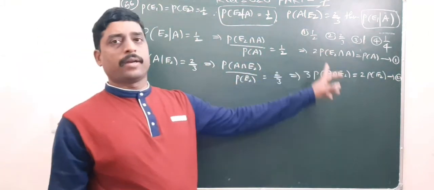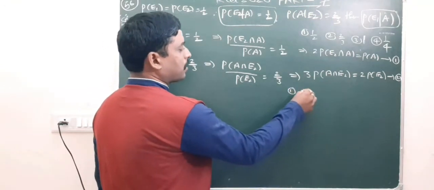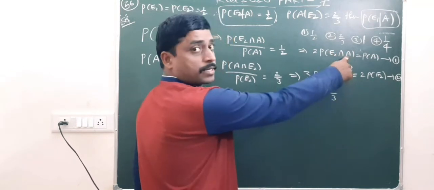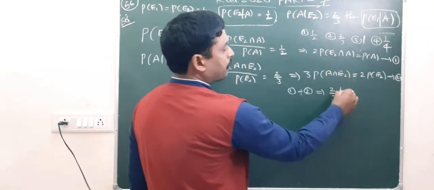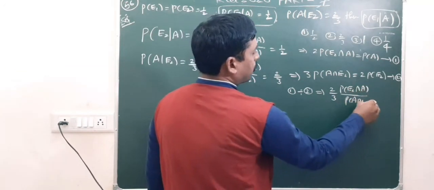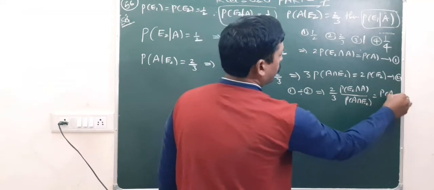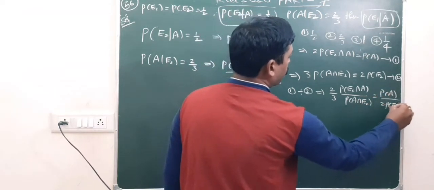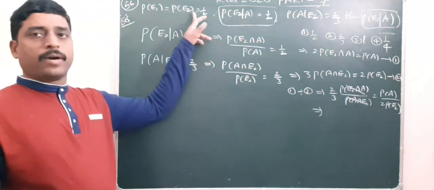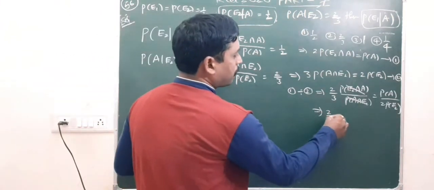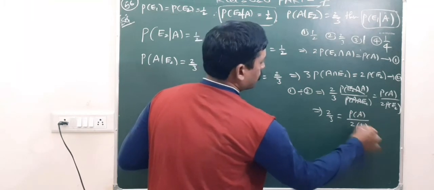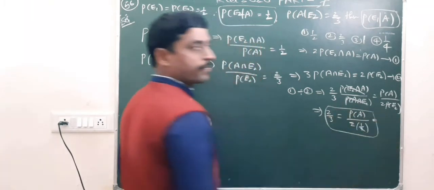So equation 1 divided by equation 2. Now 2 by 3, P of E2 intersection A and P of A intersection E2 get cancelled. So we get 2 by 3 equal to P of A by 2 times P of E2. Therefore, in the statement P of E2 value 1 by 2 is given. So 2 by 3 is equal to P of A into 2 into 1 by 2. So P of A value is 2 by 3.